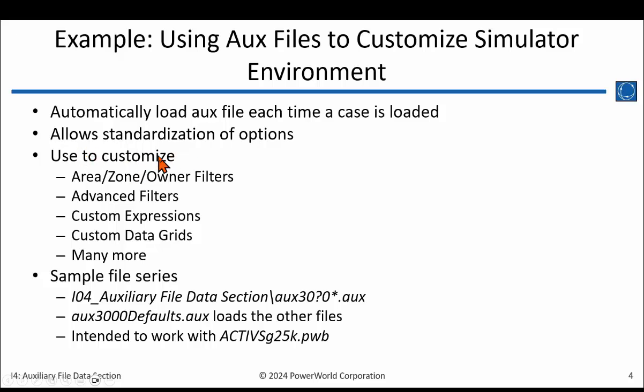In this example, we're going to look at a series of files that set area zone owner filters, load some advanced filters and some custom expression, customize some of the data grids in the Model Explorer, and some other stuff as well. So we're going to use the case in the training cases folder called ActiveSG25K.pwb. It's a synthetic grid case that has 25,000 buses.